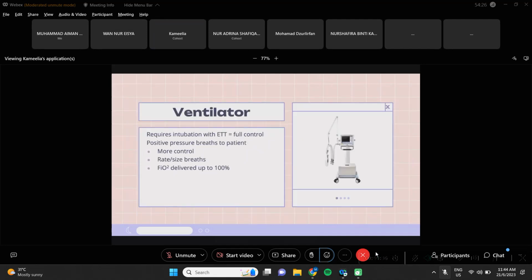So for our invasive device, we have a ventilator. This requires intubation with an endotracheal tube in order to have full control of the airway, as well as full control over the breath that we are going to be delivering to them. The ventilator delivers positive pressure breath and allows more control over many things, including the rate and size of the breath, as well as the percentage of oxygen being delivered, which of course can go all the way up to 100% FiO2.